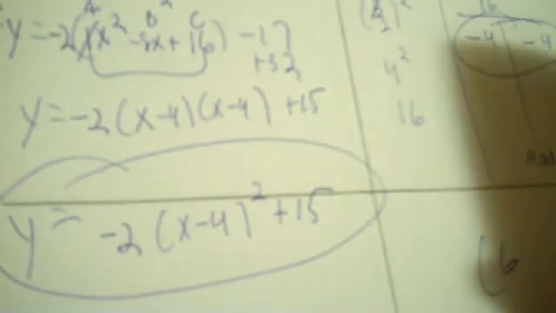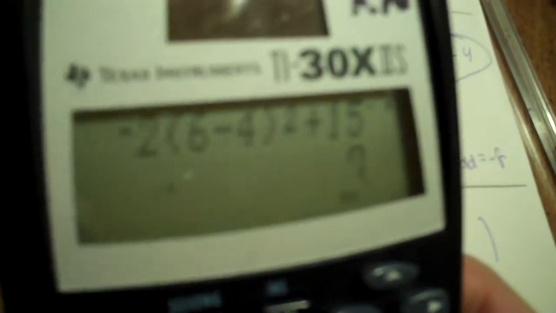Now I've told you how to check the answer. Let's pick 6. So negative 2 times 6 to the second plus 16 times 6 minus 17. 7. Maybe this is 7. Yup. Okay, next problem.